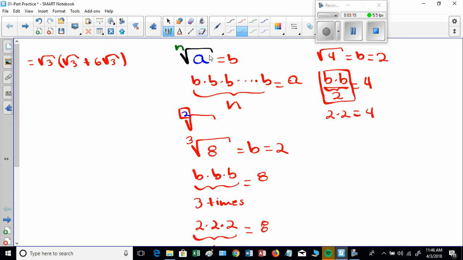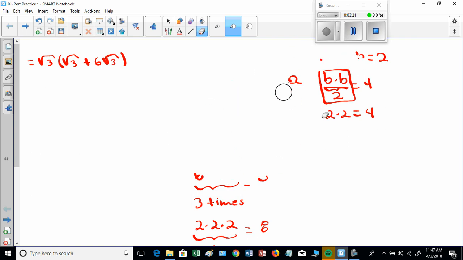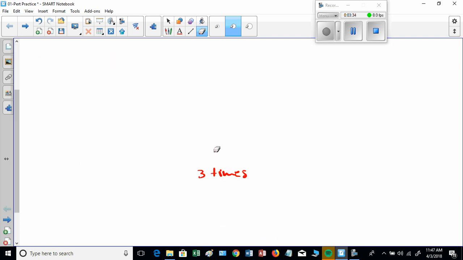So now what we're going to do is explain the relation between a power and a radical, and we're going to use it in later exercises. The radical and the power are inverse operations, and inverse operations in mathematics simplify each other. What does that mean?